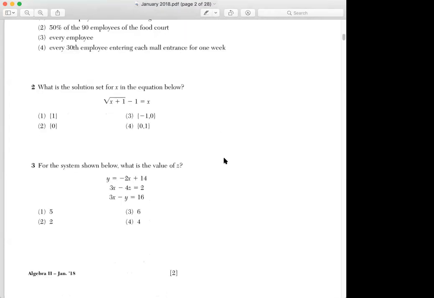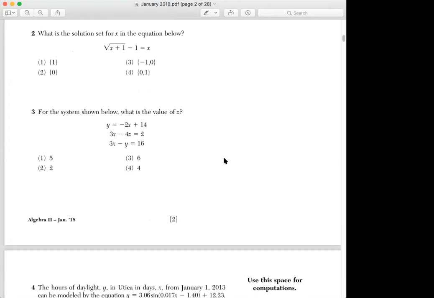Okay, 2, what is the solution set for this equation? This is a radical function, and we're given the answer, so we don't have to square anything. We just have to check the answers. So let's check -1, 0, and 1. I know we did this one in class, but I'll make it quick.